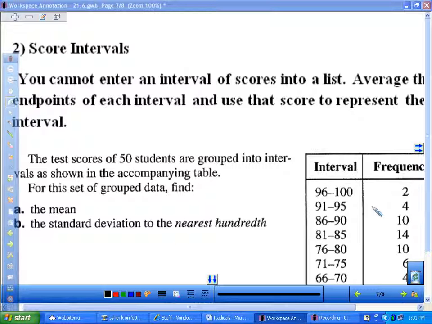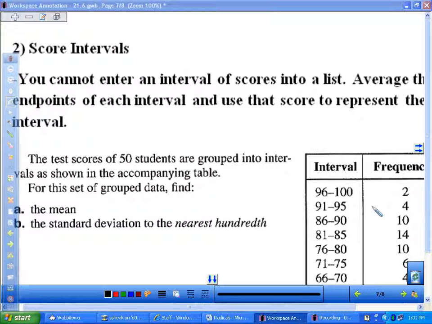So do I have a specific score to be able to enter into L1? We don't. And we sure cannot enter a range of scores in L1. We can't put 96 to 100, 91 to 95. We can't do that. What are we going to do with that score range then to get a score that would represent that whole range? How would we find a score to represent the 96 to 100 interval? How would we get a score to represent the 91 to 95 interval? What would be a good representative score of that interval?